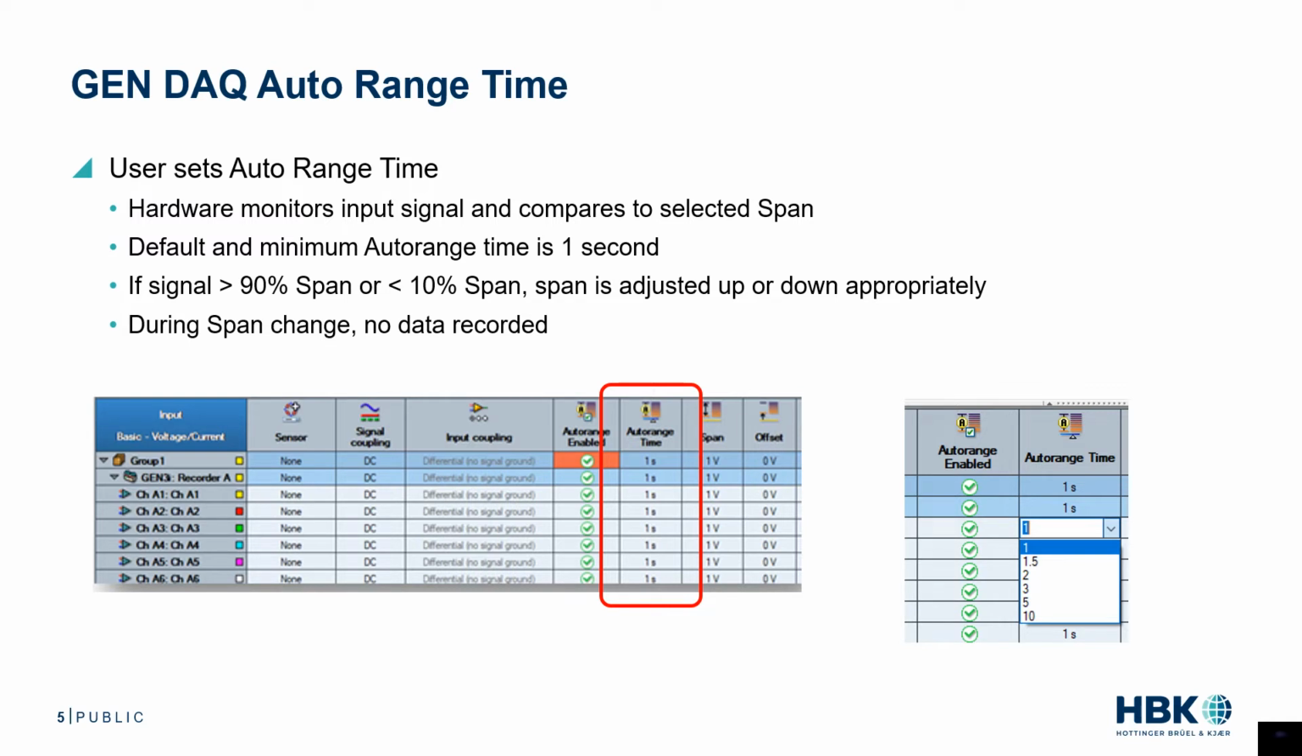If the input is operating in the top or bottom 10% of the span, an auto range will be performed. If the measured value is greater than 90% of the span, the span is stepped up one range. If the measured value is less than 10% of the span, the span is stepped down one range.